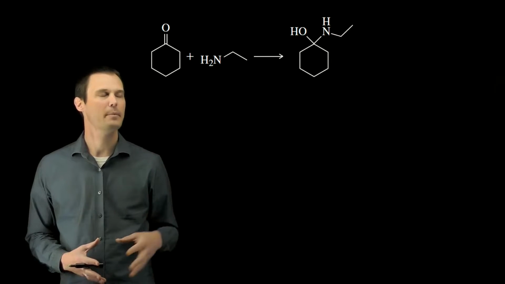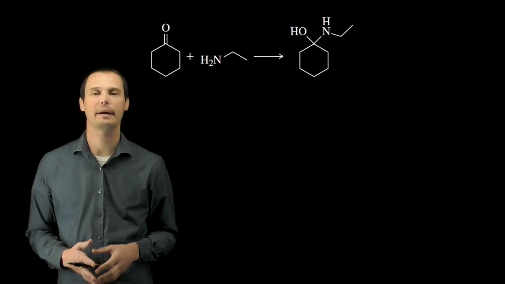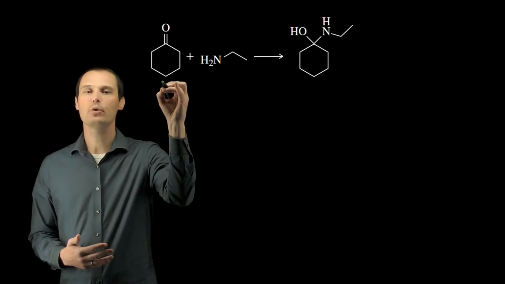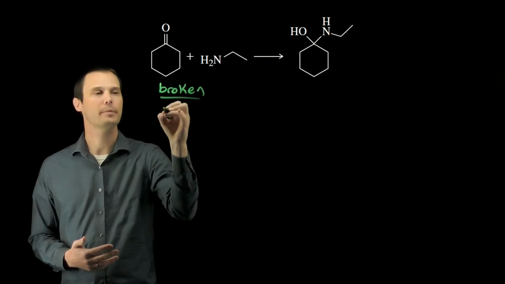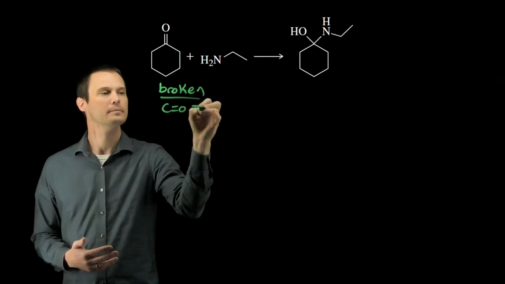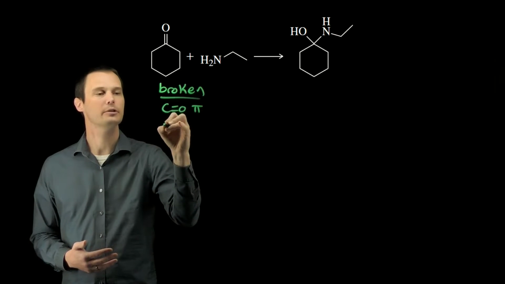The assessment asks us to identify the bonds broken and formed in this reaction and to predict whether it will be favored or disfavored by entropy. For the bonds broken for this reaction, we are breaking the carbon-oxygen pi bond, and we are breaking one of the bonds between hydrogen and nitrogen.